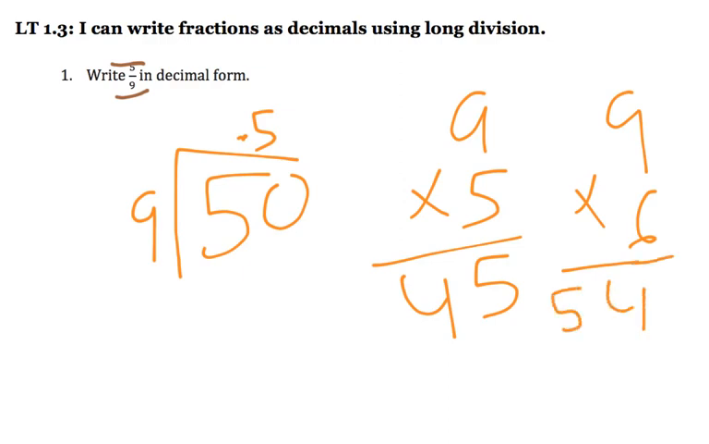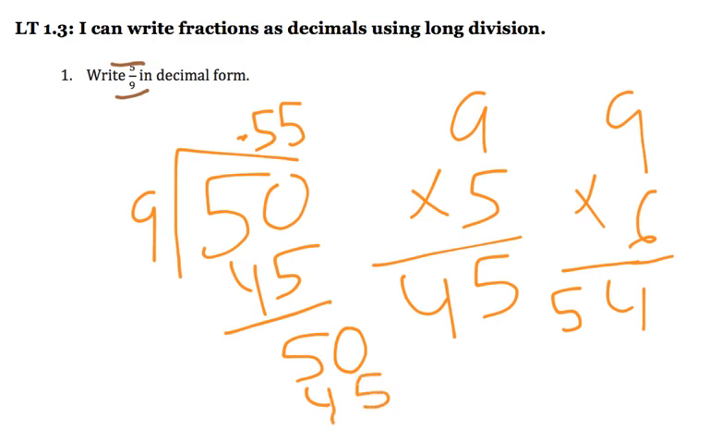So now you do 5 times 9, which gives you 45. And you subtract, you have 5 left over. As you can see, if we do it again, you have the same thing. So now you can put your answer as 0.5 with a dash on top. That means that it will continue on forever and ever.